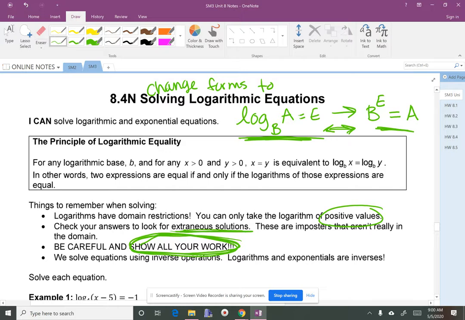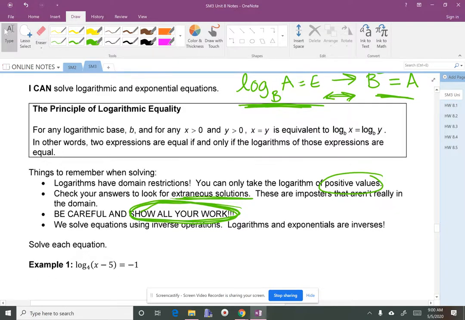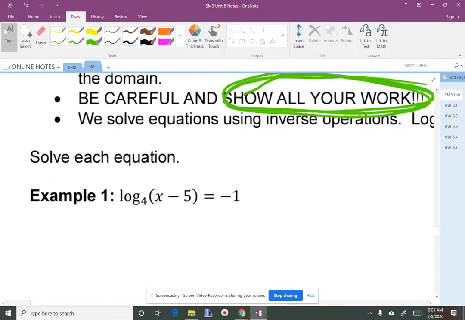And the last thing says we solve equations using inverse operations. Logs and exponentials are inverse. This is what I talked about up here. Just know that we're going to change back and forth, and that is the main idea of today. So here we go.